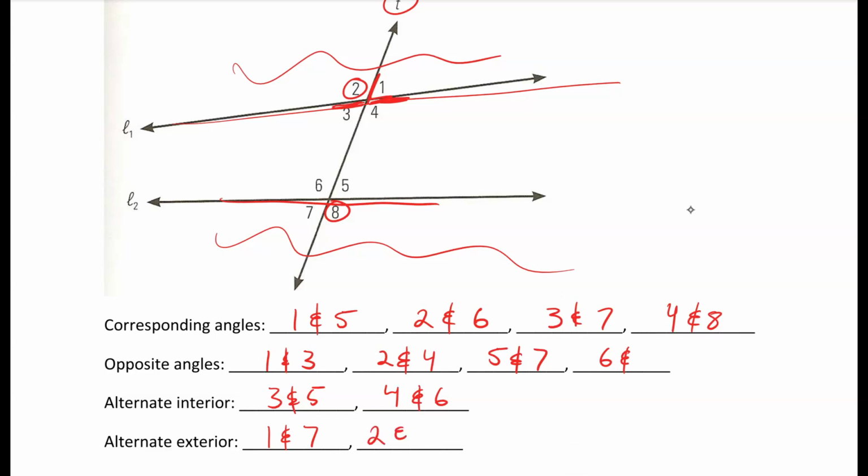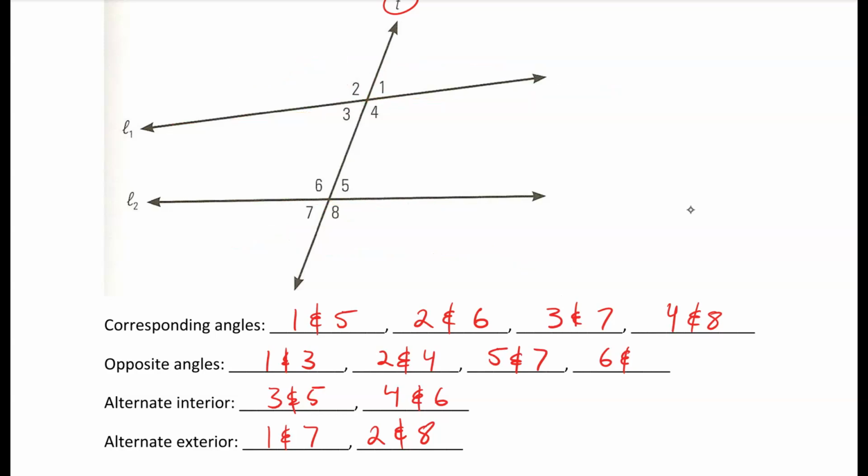So we'd have 2 and 8. Now there's another couple of tricks to help you find these. For corresponding angles, F is often used to help you find exactly what these would look like. Because when you start looking at this, you can see an F shape makes right here and right here. So you're going to have the top of the F being 1 and the inside of the F being 5.